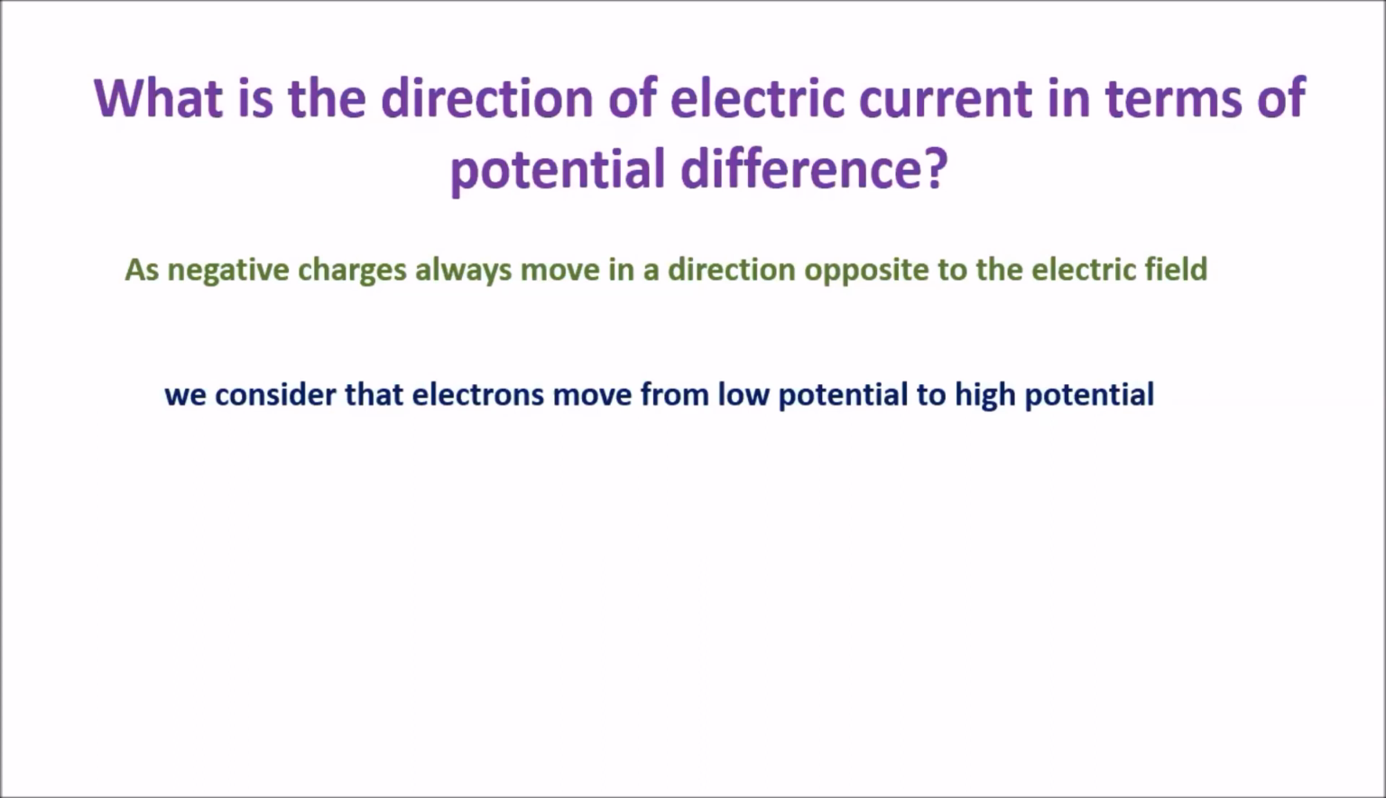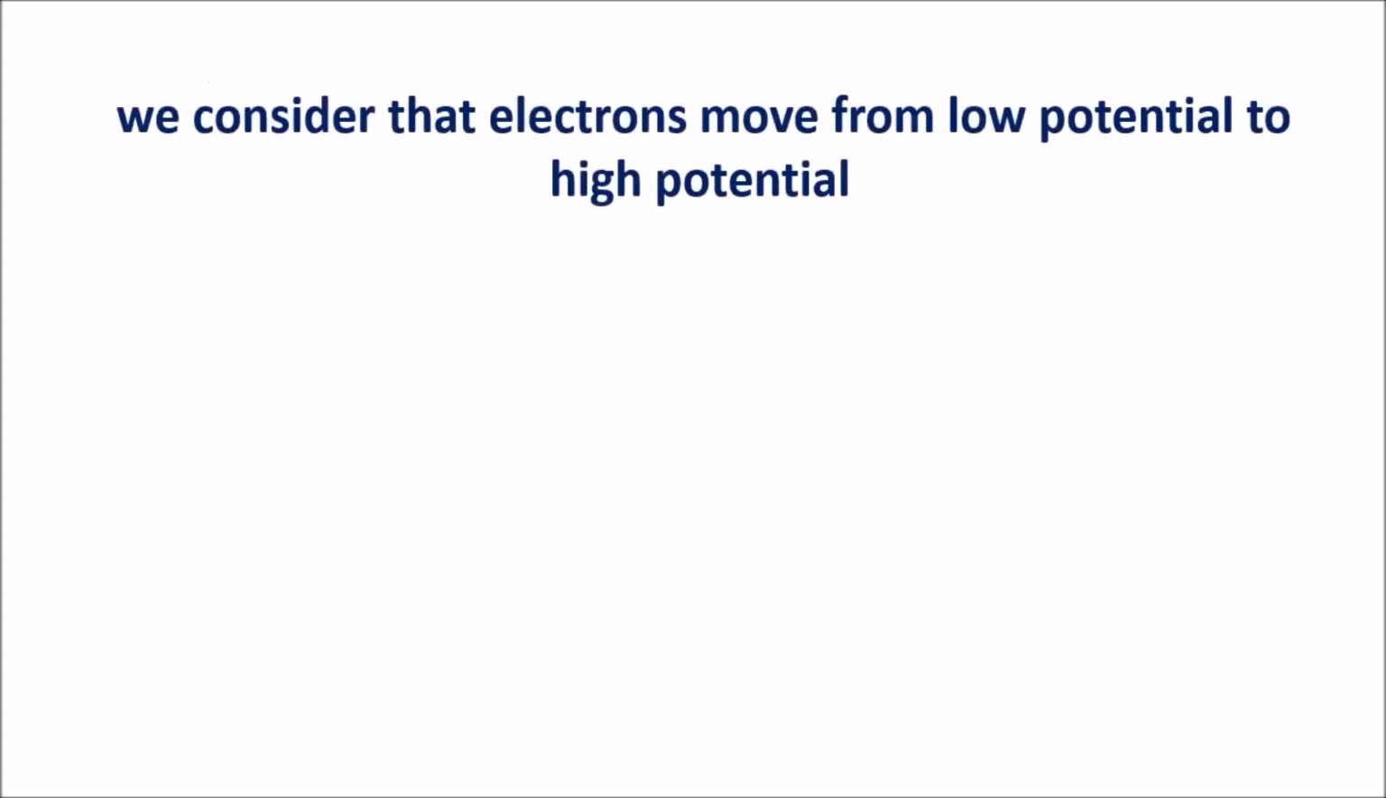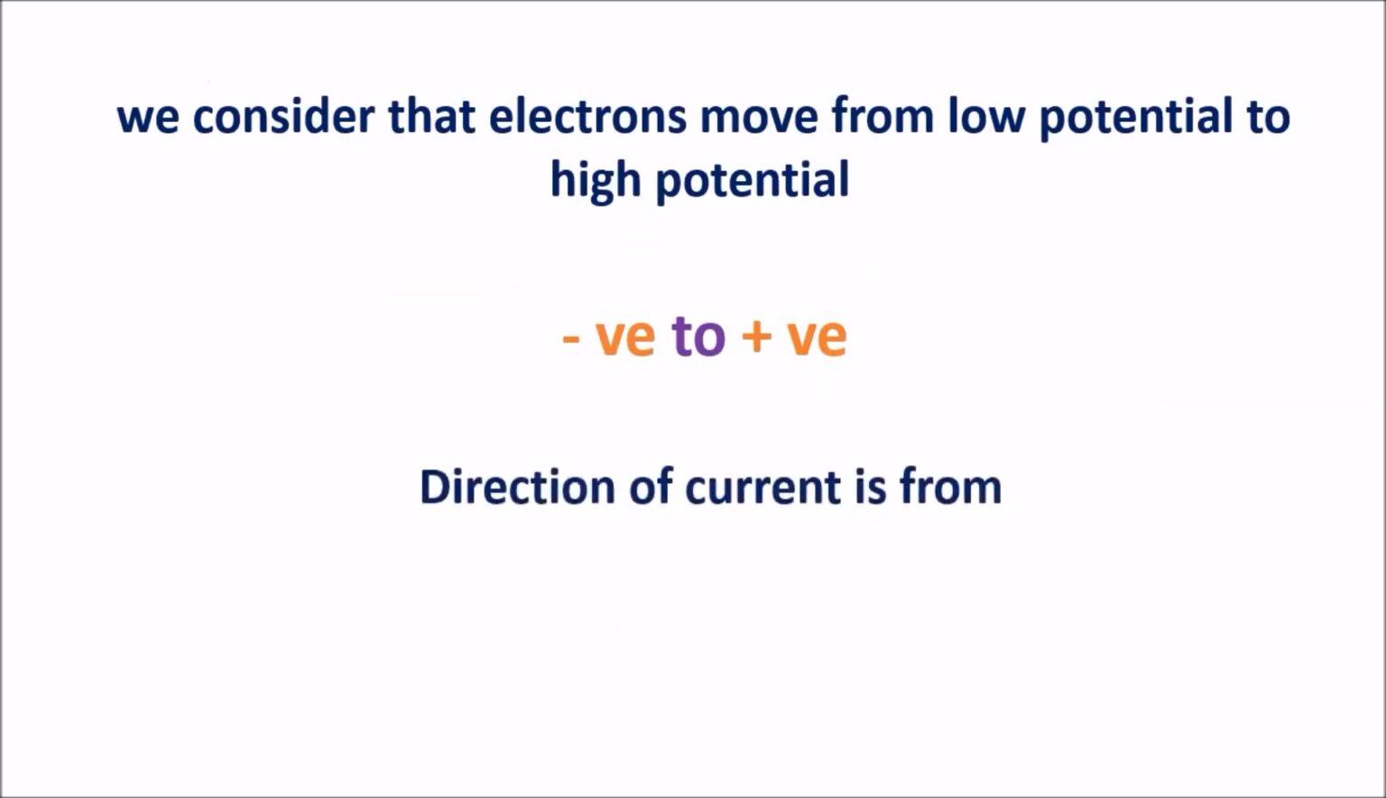So by this what we can consider? We can consider electrons move from negative terminal to positive terminal, and you see we are considering that electrons move from low potential to high potential. Low to high in the sense negative to positive, but direction of current is from positive to negative. This is also known as conventional current.